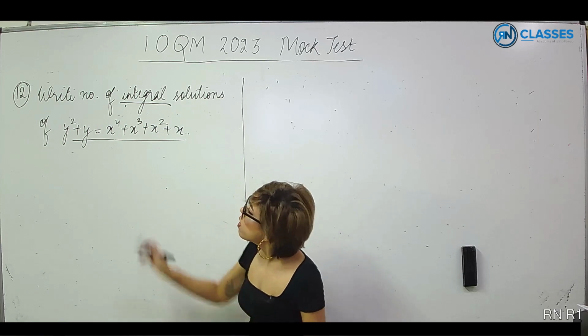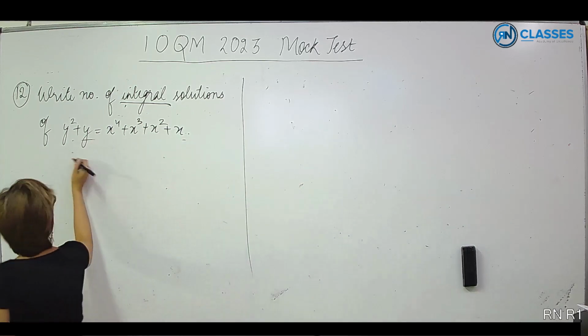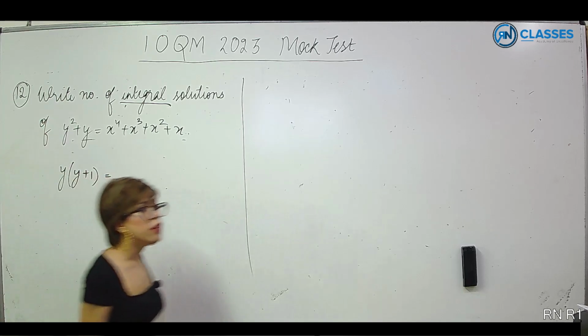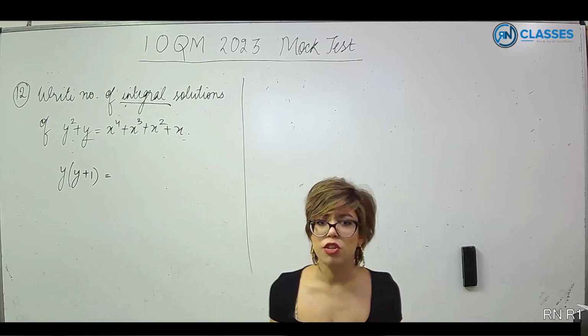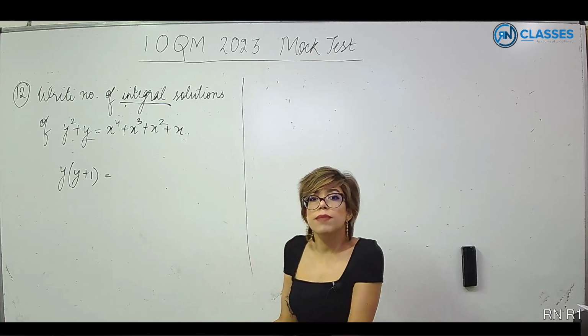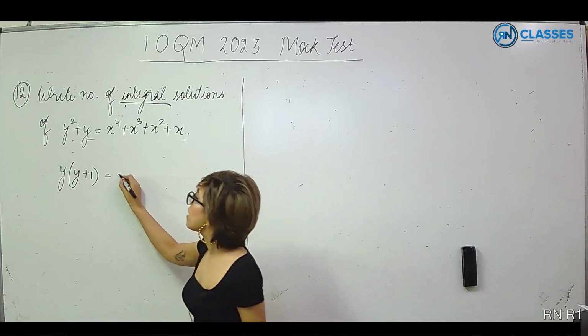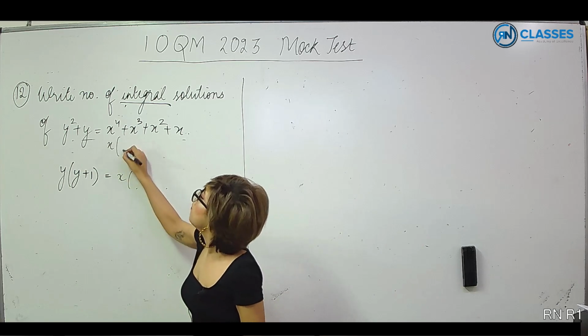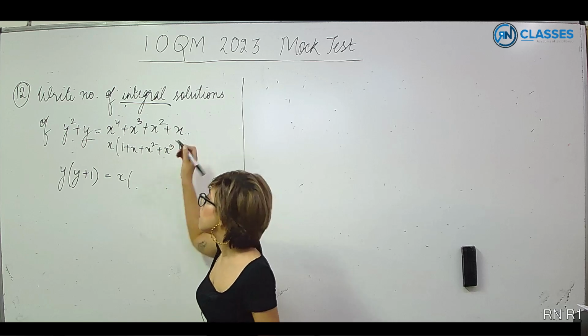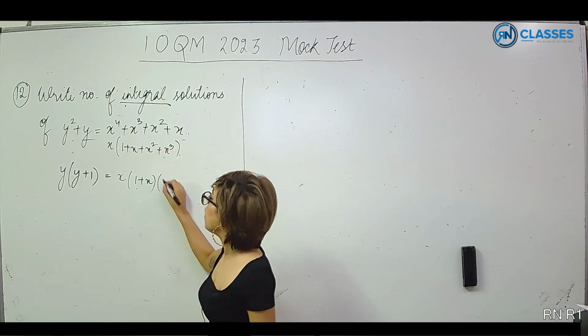Okay. Now if I look carefully on the left hand side, I can see the factors as y into y plus 1. Why are we going for the factors? Any solving of the equation requires factorization, right? So whatever I can factorize, I will factorize. On the left hand side, if I take x common, I will be left with 1 plus x square plus x cube. Again, this is factorizable. This is 1 plus x into 1 plus x square.